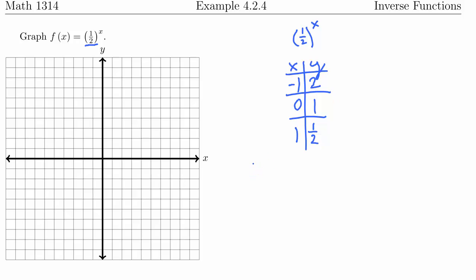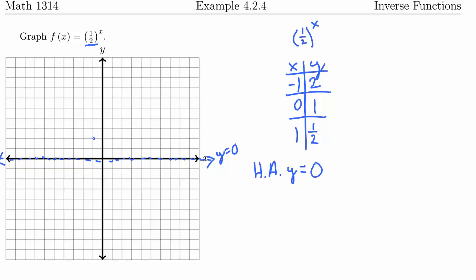Remember, you're going to have a horizontal asymptote. And the horizontal asymptote in this case is y equals 0. So that's what I'm going to draw first. Notice that it's y equals 0 because I didn't have any vertical translations. So that is my horizontal asymptote, y equals 0. Then we're going to plot our three key points.